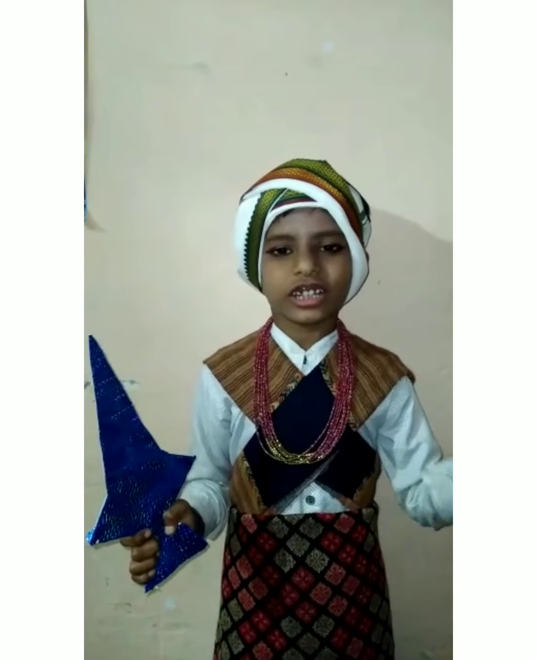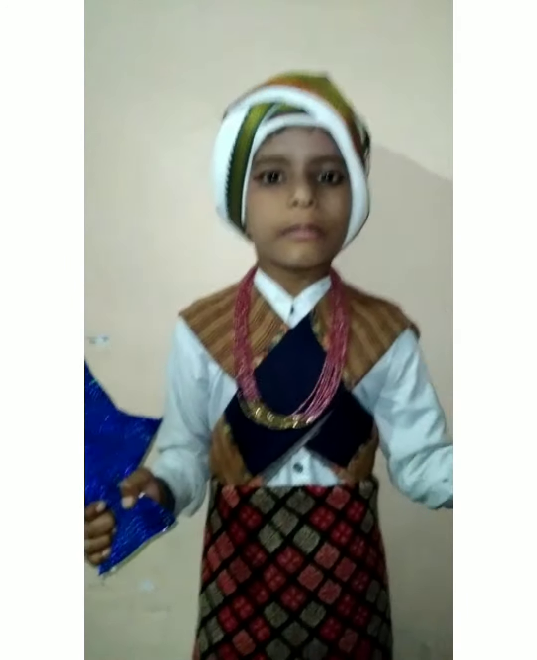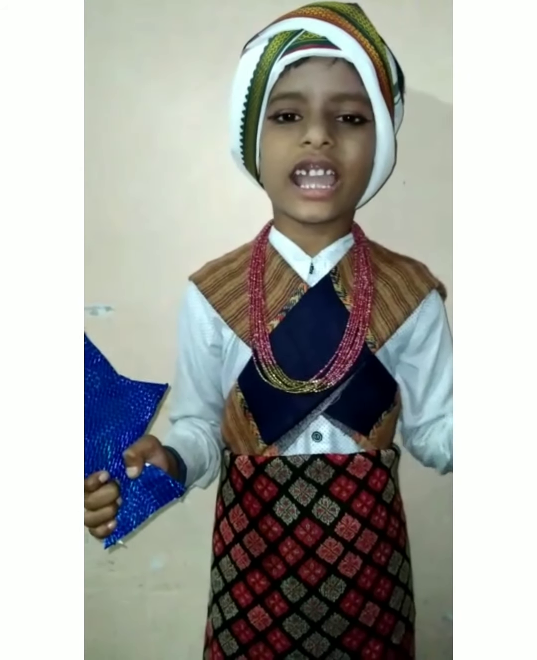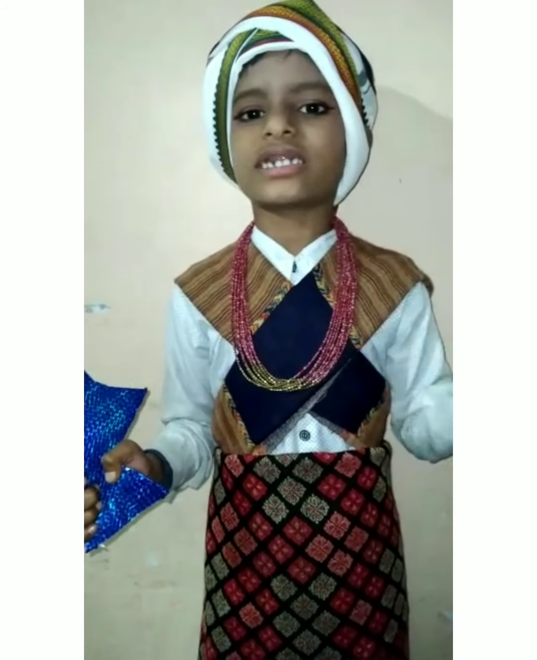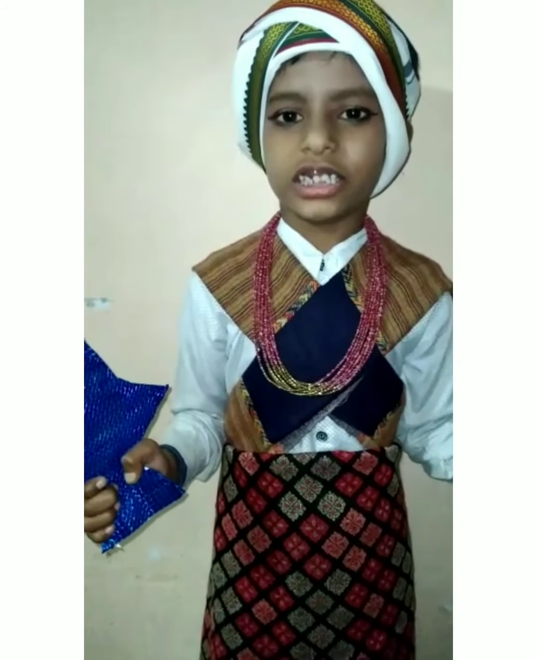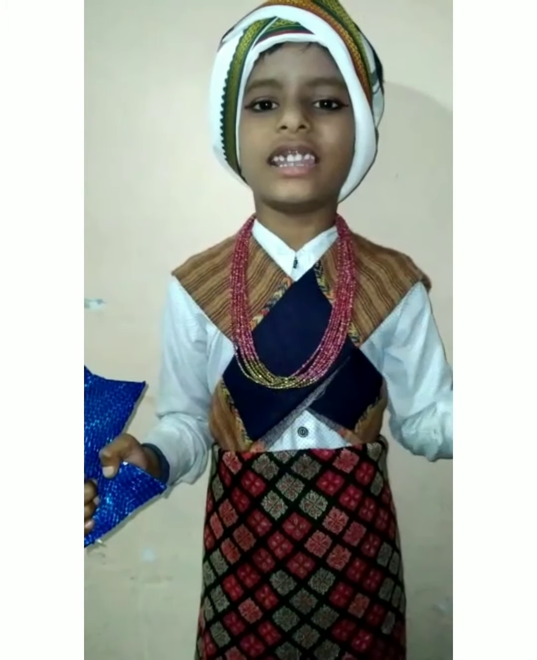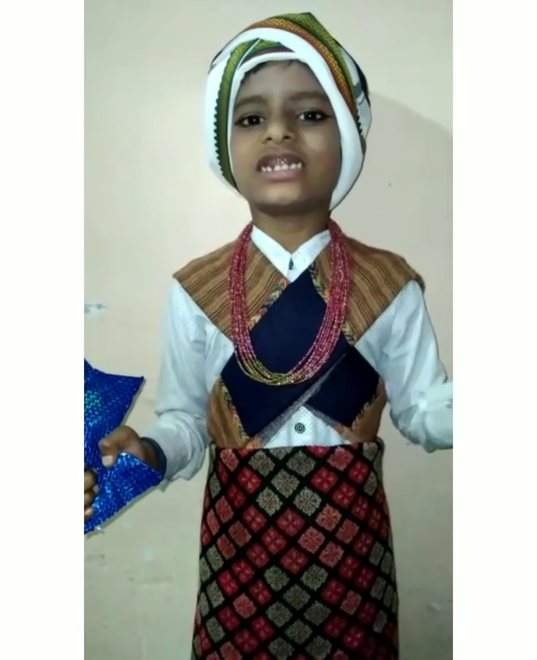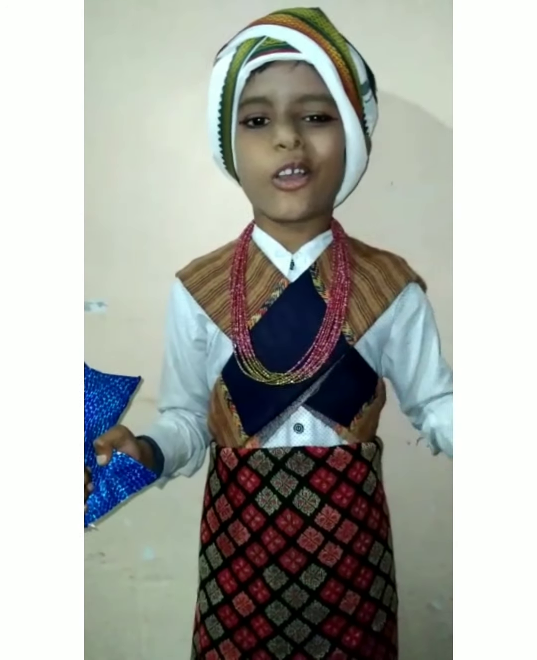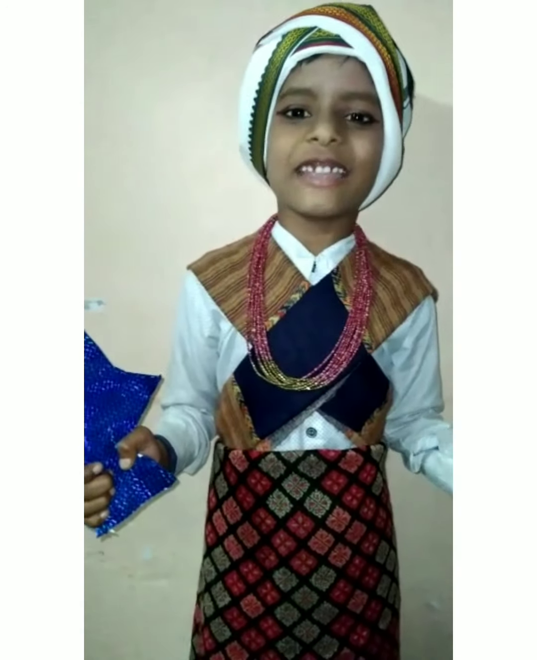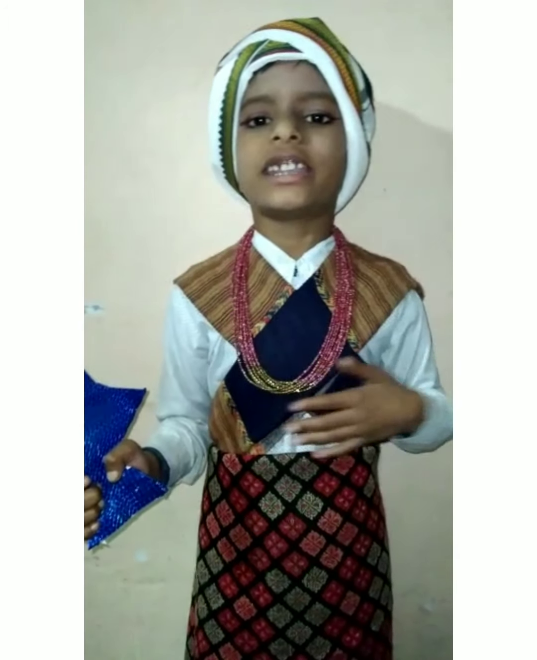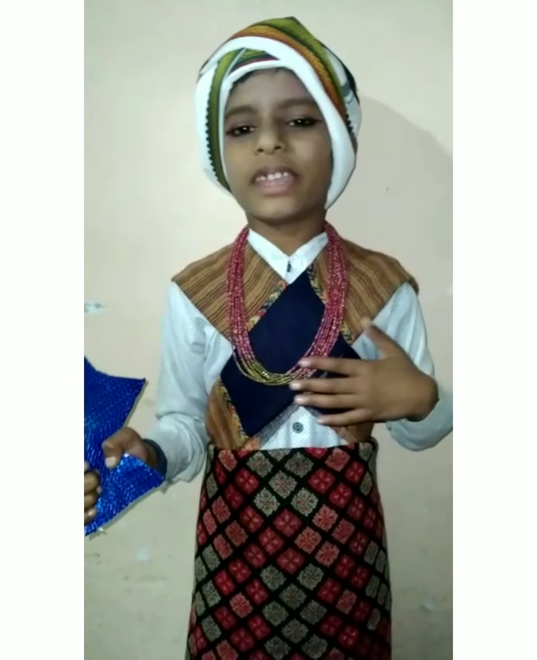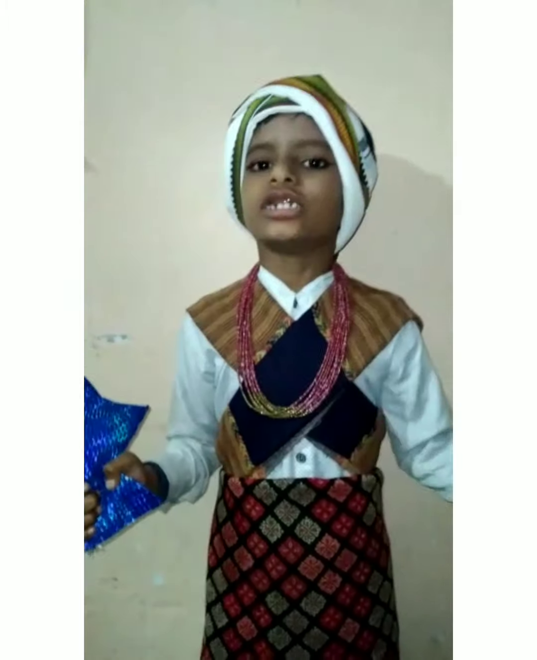I am wearing the traditional dress of Meghalaya. Meghalaya is a state of India, located in the northeastern part of the country. The capital of Meghalaya is Shillong. Meghalaya is famous for a large variety of fruits, vegetables, spices and medicinal plants. Meghalaya's famous food is jadoh rice.